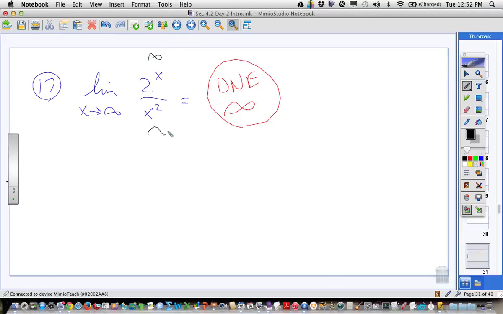This is getting bigger, this is getting bigger. So let's do it. What's the derivative of 2 to the x? 2 to the x ln 2. Derivative of the bottom is 2x. So as x gets big, this is still getting big, and this is still getting big. So it's infinity over infinity, so we do it again. Now you might be able to tell, hey, this is getting a lot bigger than this, but if you didn't see that here, you're probably not going to see that there.